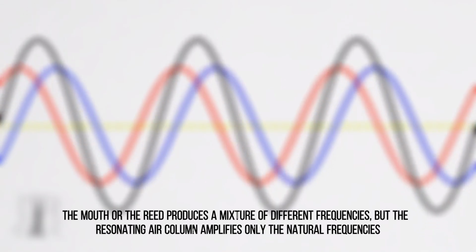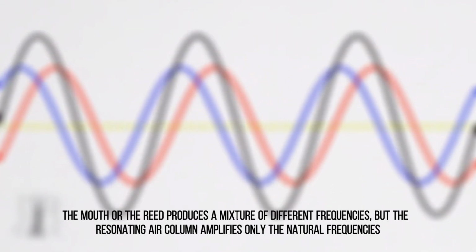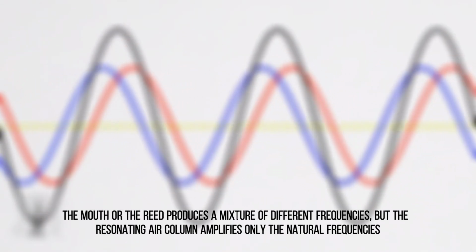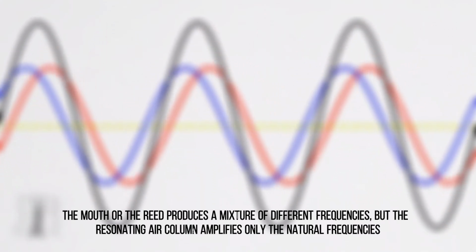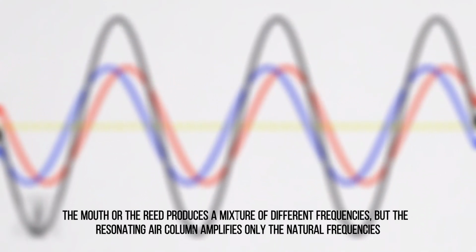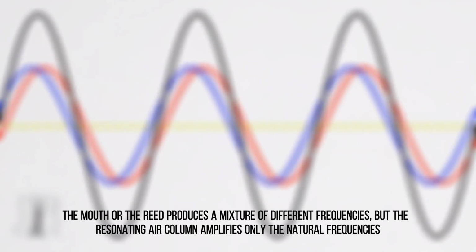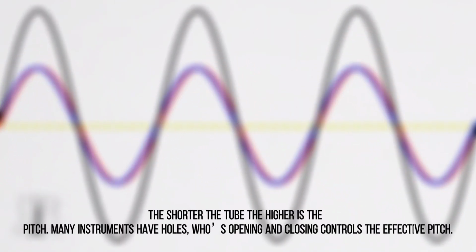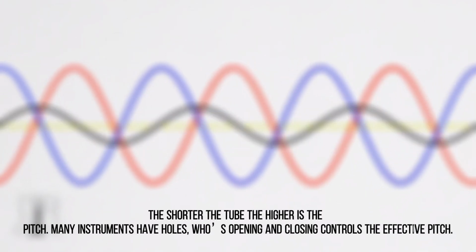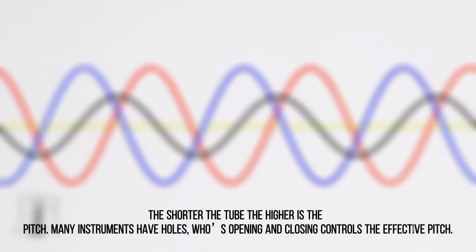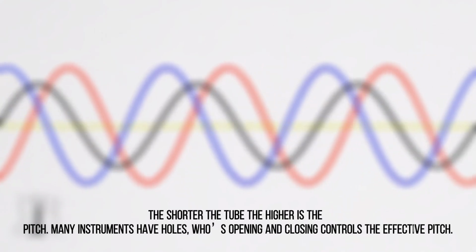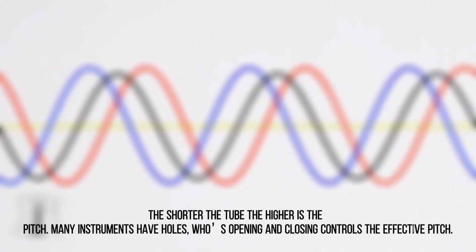The mouth or the reed produces a mixture of different frequencies, but the resonating air column amplifies only the natural frequencies. The shorter the tube is, the higher the pitch. Many instruments have holes, whose opening and closing controls the effective pitch.